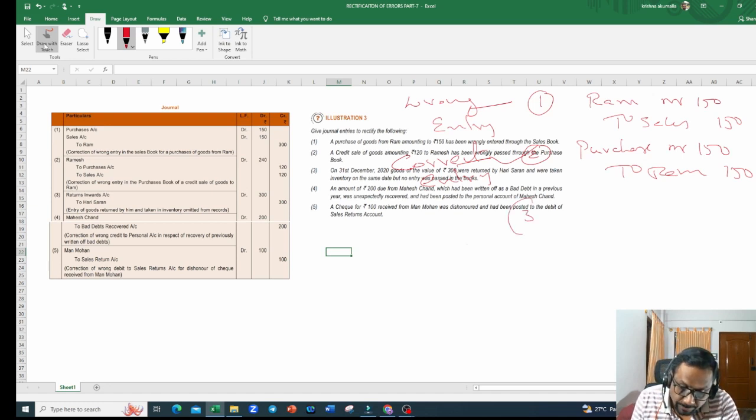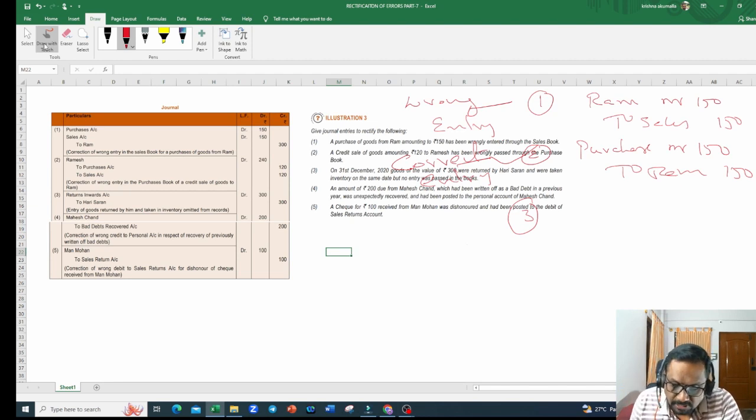Now we need to prepare the rectifying entry. I already told you in my previous video, whenever an error happens, you need to think in three different ways. First, identify what wrong entry was posted. Then what would have been the correct entry. And then based on these two, you can post a rectification entry. That is what we discussed in our previous video.